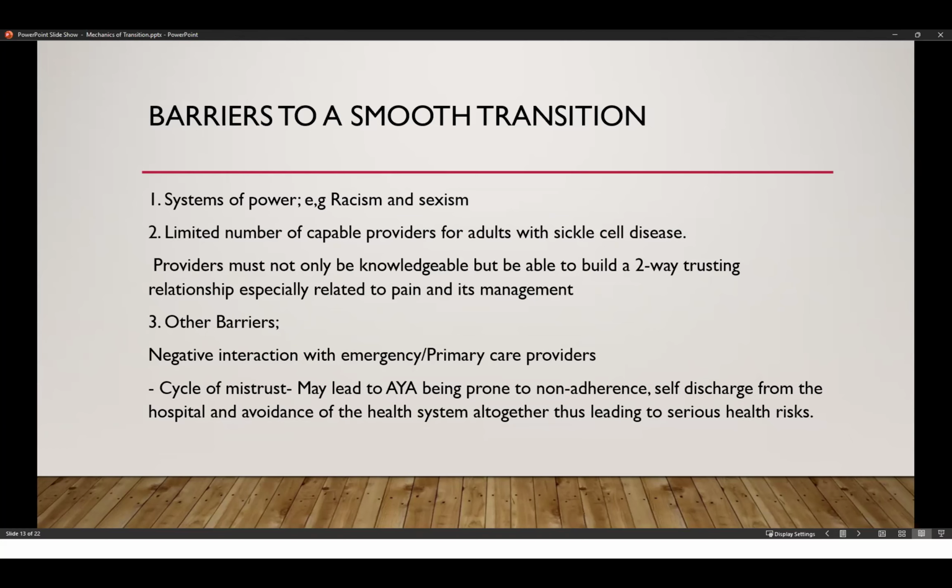Other barriers is the negative interaction with emergency and primary care providers, and this has been studied, and there's been so much literature about that. And so this issue brings about a cycle of mistrust. And for the young adults or the adolescents who are considering transition, this may be a problem for them. And so it ends up being non-adherence. They may self-discharge from the hospital, or they may avoid the health system altogether because they don't want to deal with this.